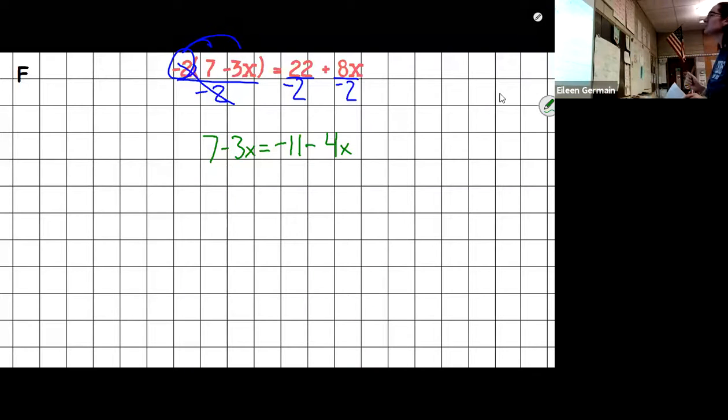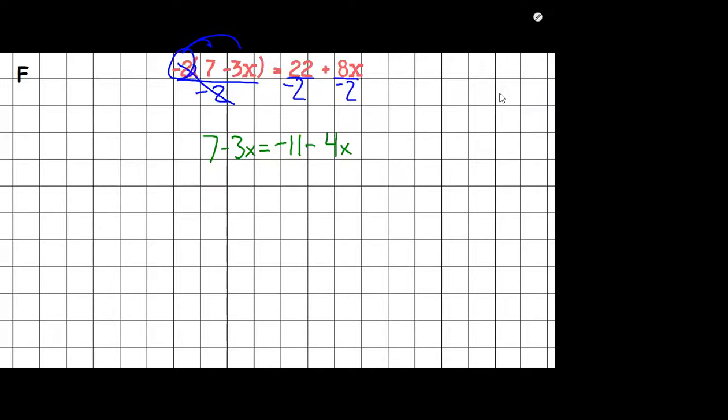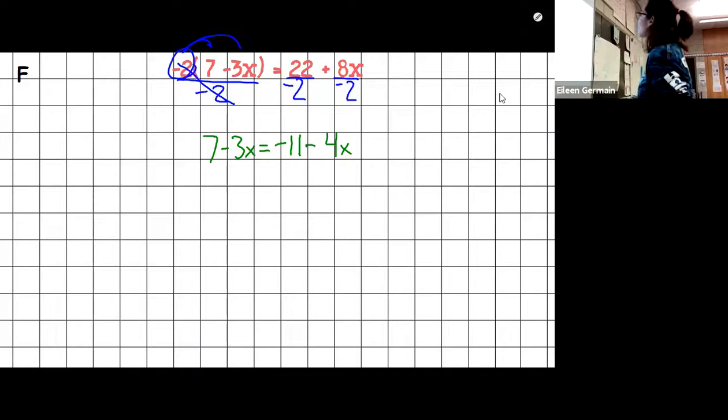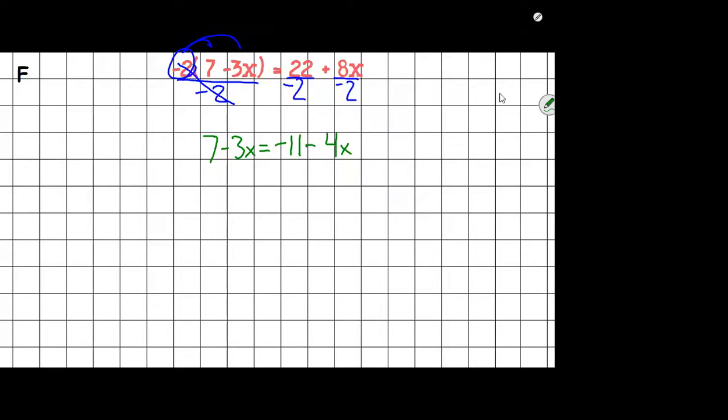So now I'm going to go to Max. Can you unmute and tell me what the next step would be here? I would add 3x to both sides. And why would you add 3x here? Because you have negative 3x on the left side and negative 4x on the right side, and you want to make sure that you keep 1x, so you want to add 3x to both sides.